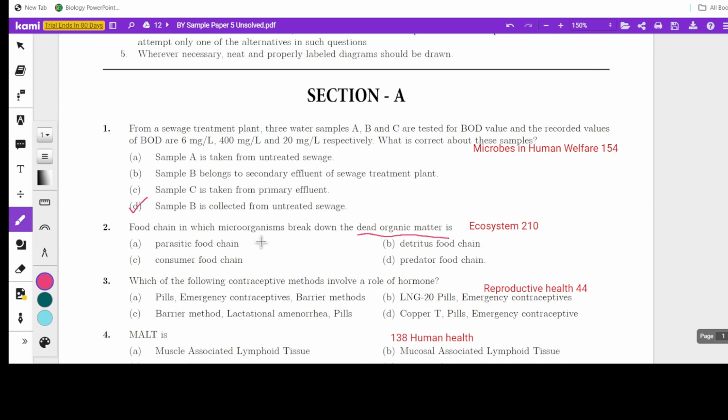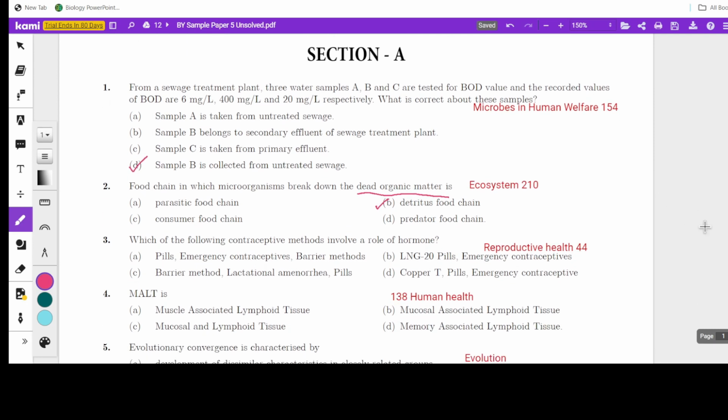The food chain in which microorganisms break down the dead organic matter? Yes, of course, it is the detritus food chain. Clear? Now, which of the following contraceptive methods involve a role of hormones?